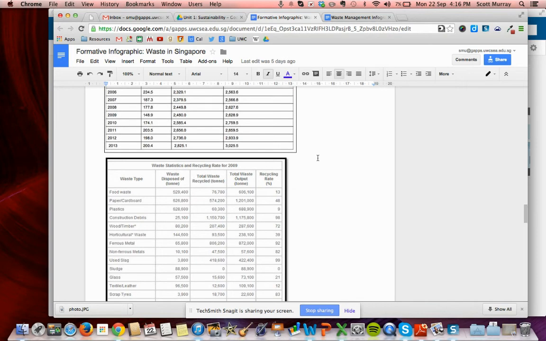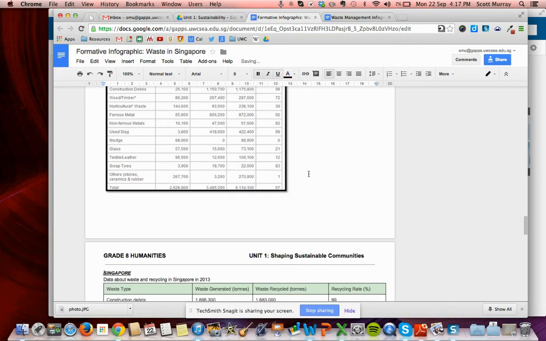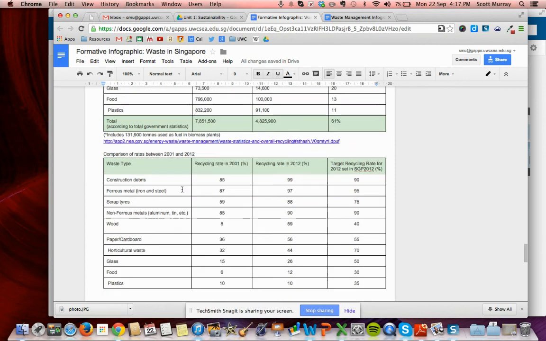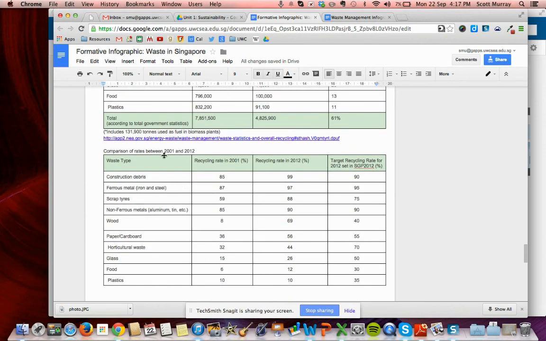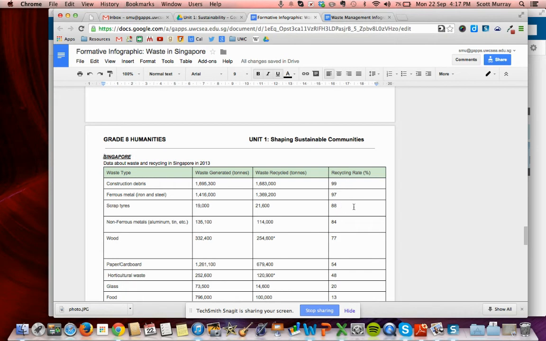Then the following charts you'll notice, so this one is for 2009. This one, and I apologize for this should be down, is 2013. And then in this chart, it is 2001, 2012. And I think the numbers that really matter here is the recycling rate.